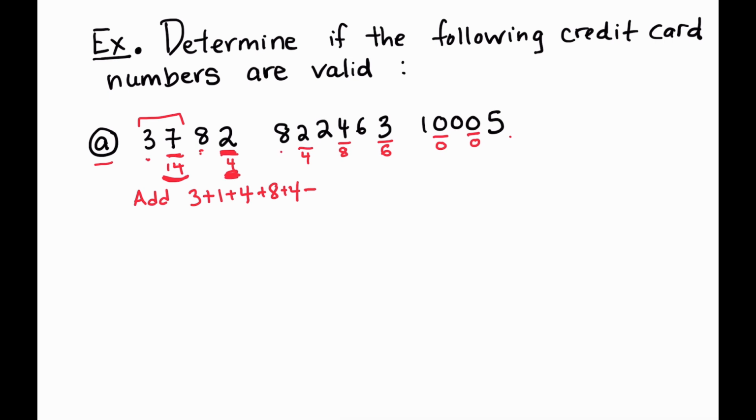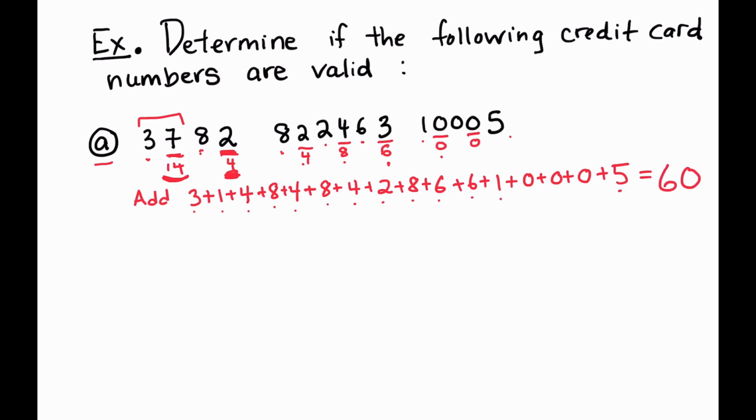Okay, so now we have this 8, 4, plus 2, plus 8, plus 6, plus 6, plus 1, plus 0, we have 3 zeros, plus 5. If I add these up, I have 3 plus 1 plus 4, that's 8, 16, 20, 28, 32, 34, 42, 48, 54, 55, and 60.